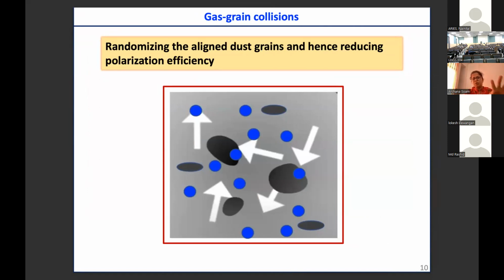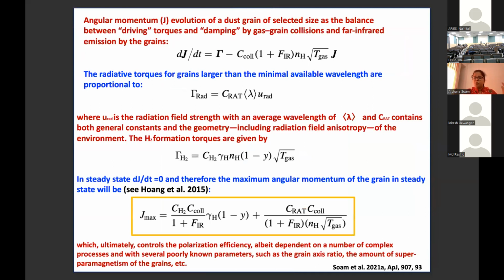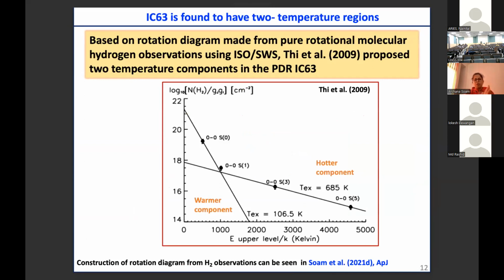This is just a cartoon to understand what happens to polarization if gas and dust grains collide with each other. For that, you have to have some knowledge of the equations developed by the theories on grain alignment, especially the RAT theory, where they consider that there are some grain alignment enhancing mechanisms, and some are damping mechanisms. I'm not going into the details of these equations. By having the background knowledge on RAT alignment, we thought, okay, let's go to the second hypothesis.